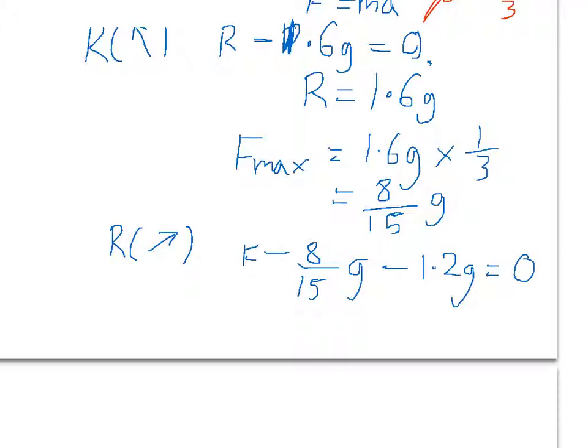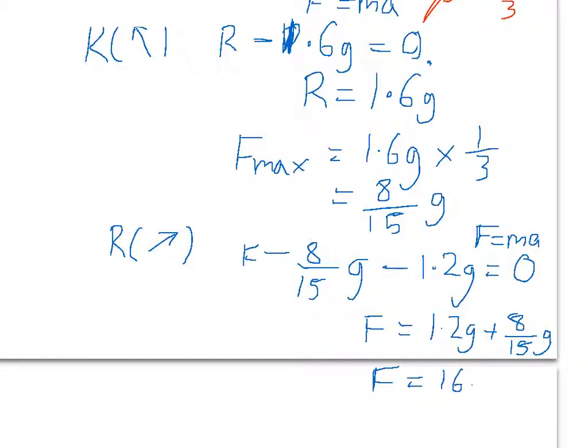It's equal to 0 because there's no acceleration, because we're looking at the point just before it starts to slide up the hill. So we're looking at the limiting point of this particle when it's just about to start accelerating. So F equals ma, again. So tidy this up and you'll get P is equal to 1.2 G plus 8/15 G, which if you get your calculator you'll find that is equal to 16.986 newtons, which is 17 newtons to two significant figures.